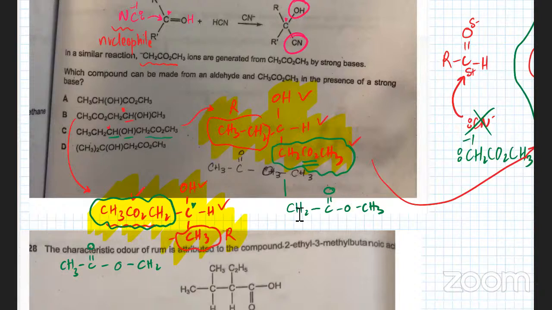C is going to be wrong. Sorry, which one is going to be wrong? B is going to be wrong. Next to methyl, I should not have a double bond O.